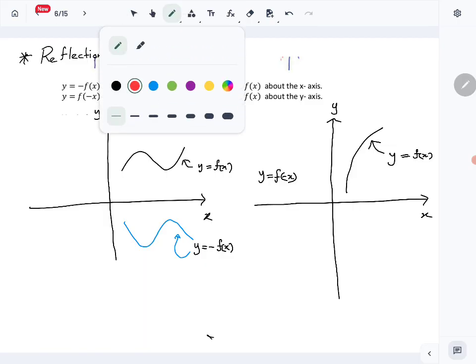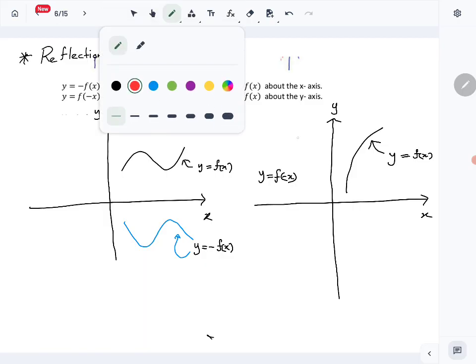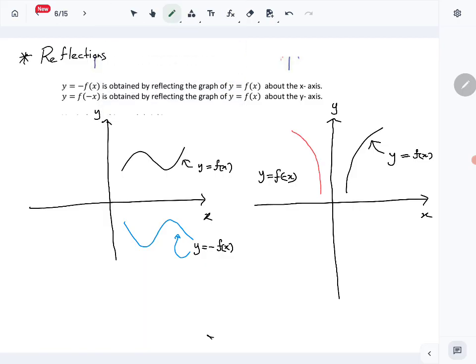So then take the y-axis as your mirror and draw the mirror image. That is the reflection about the y-axis. So you get what? This type of shape. So that is y equals f of minus x, right? Okay, so that is how you do reflections. So now we know vertical shifts, horizontal shifts, reflections.